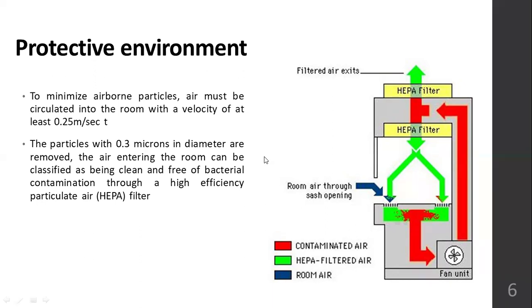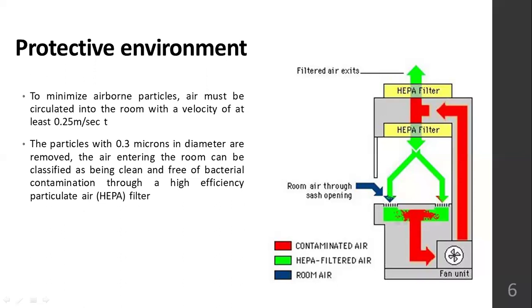With normal filters, if you are able to remove particles down to 5 microns, that is more than enough. But a HEPA filter ensures that bacteria, dust, and viruses of a diameter of approximately 0.3 microns, which is too tiny to see with the naked eye at all, can also be removed. Clean, bacteria-free air can be provided into the room by a HEPA filter. HEPA stands for high efficiency particulate air. That is the full form of HEPA filter.